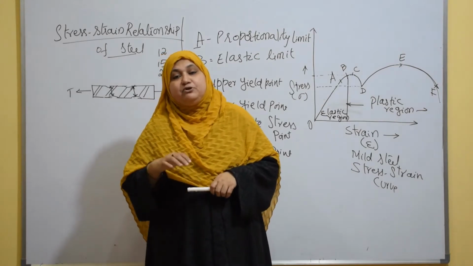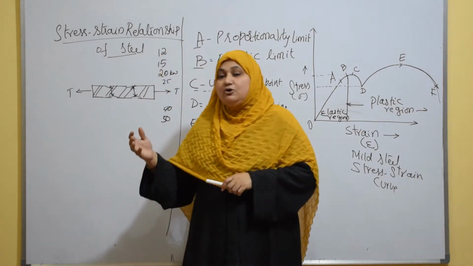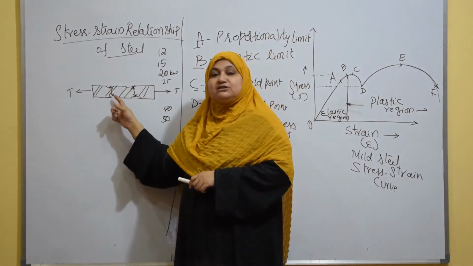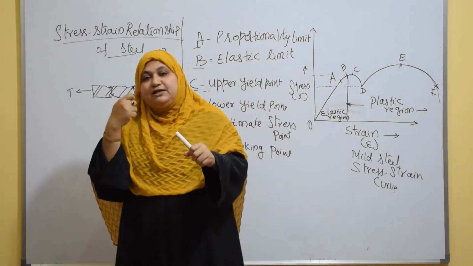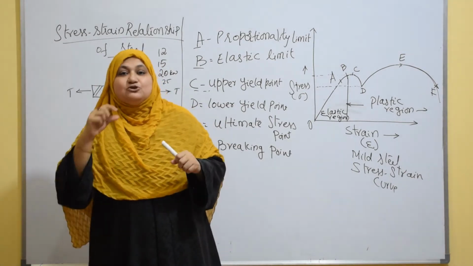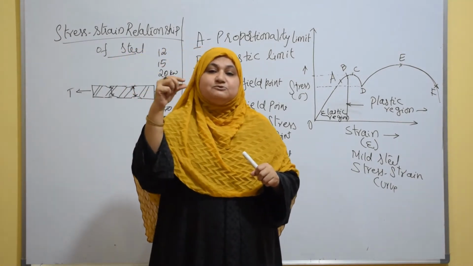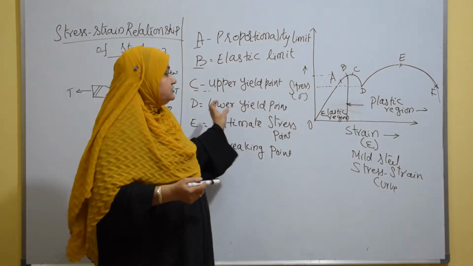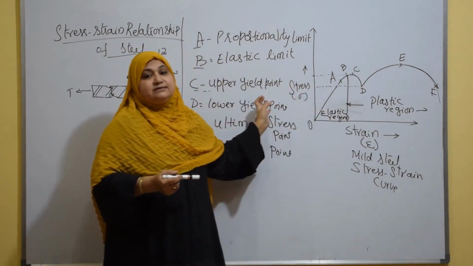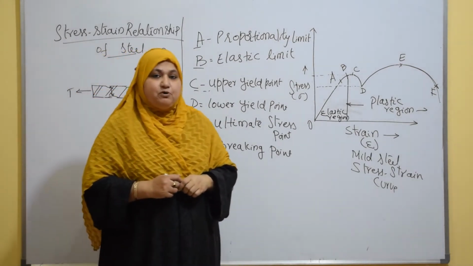So what is happening beyond E? If you further increase the load, there will be a reduction in the cross-sectional area of the metal, that is steel. As you are pulling it with tensile force, the diameter keeps on shrinking. So somewhere it will fail. You can imagine the scene, right? So this is how we get these salient points. These salient points are very, very important to us.